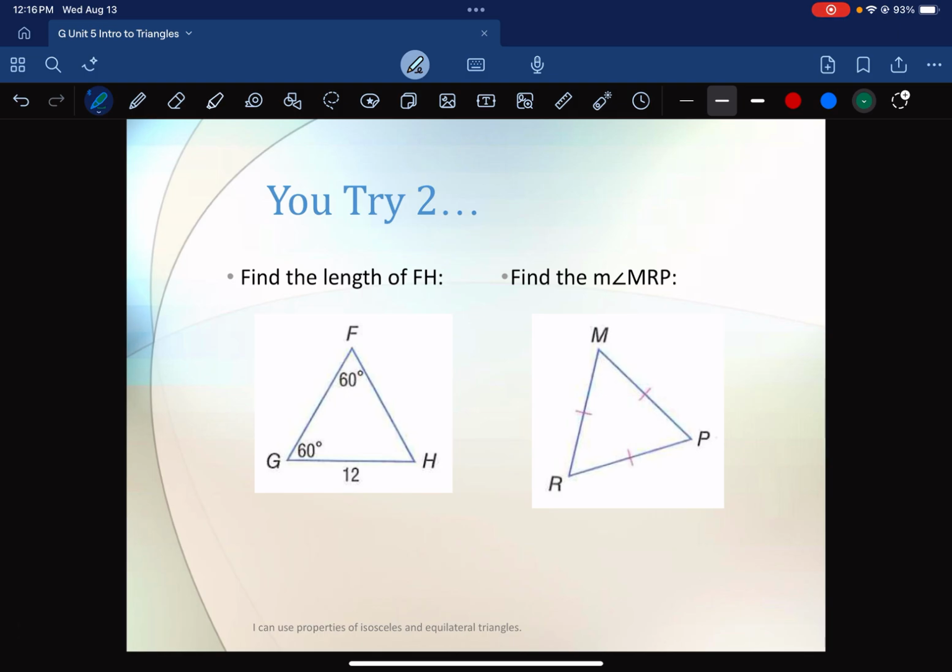Try these two. Well, through subtraction, you could find out that 60 plus 60 makes 120, and then 180 minus 120 makes this 60 as well. So this is an equilateral triangle, an equiangular triangle. So all the sides are 12 because this side's 12. So FH is going to be 12. Find the measure of angle MRP. Well, noticing that these three sides are all equal makes it equilateral, which means it's equiangular, and every angle is 60 degrees.